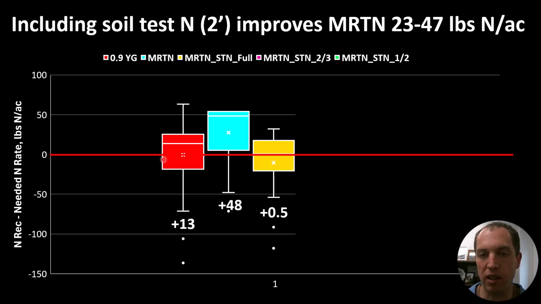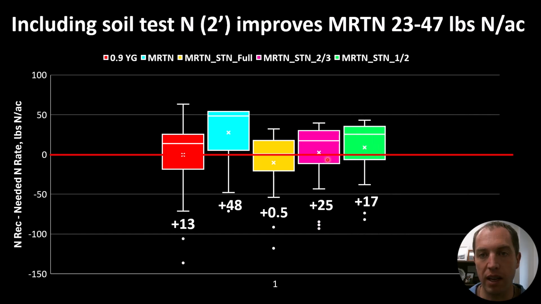If we don't subtract the full amount of the top 2 feet, let's say only two-thirds or half of that, we then start to move where we're typically overestimating by 25 or 17 pounds of N per acre, which is not what we want to do. So really what this comparison is showing us is I can use a yield goal system or an MRTN-based system and subtract soil test N and get similar accuracies in the long term.